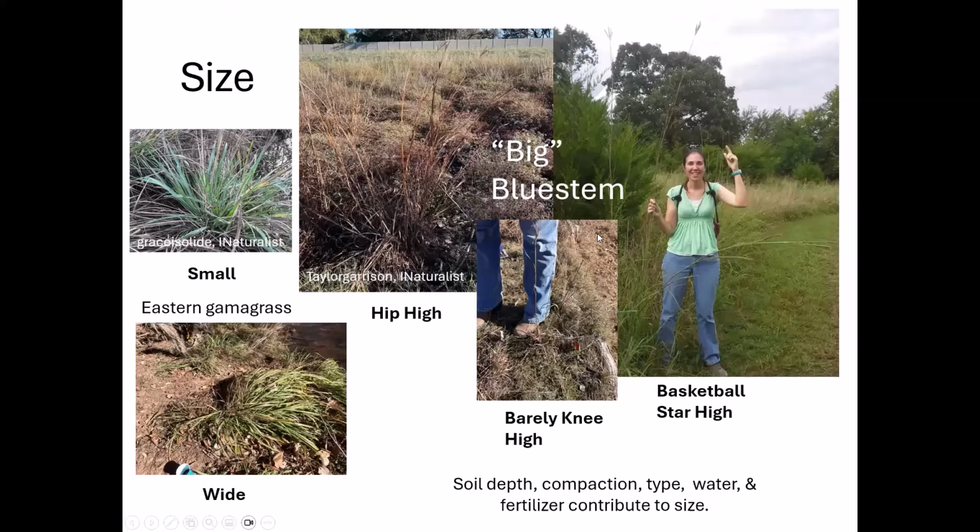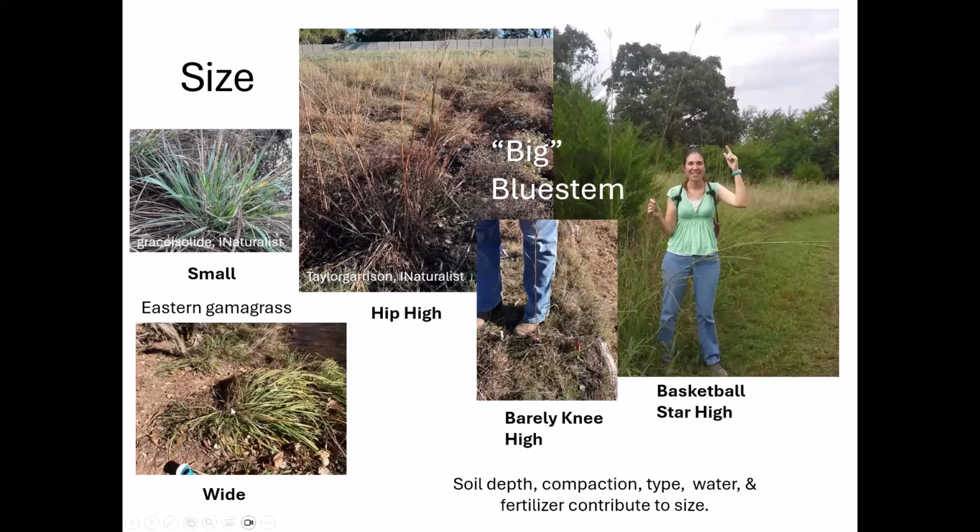So height is going to be dependent upon soil depth, compaction, type, water, and then if some random person just came by and fertilized it, they exist. So keep that in mind when you're identifying grasses, that height can be very helpful, but it should not be the only thing that you use. And just sometimes grasses grow bigger than expected and sometimes smaller.